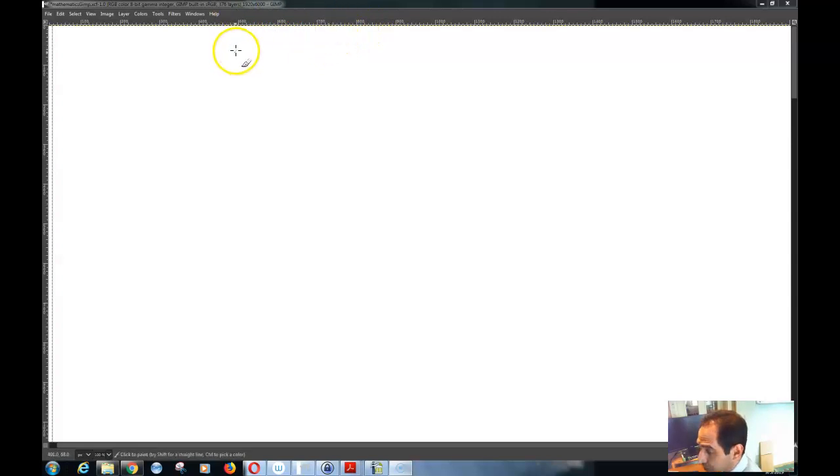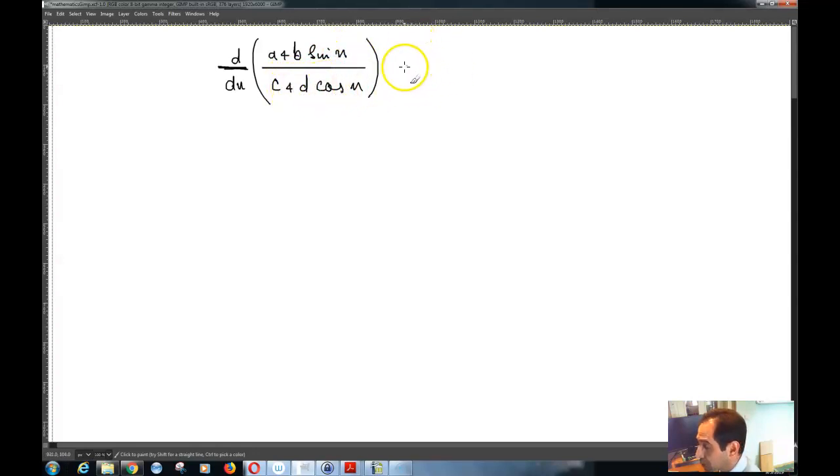Now the question is basically you want to differentiate this function, which is a plus b times sine x over c plus d times cos x. This is also something that might come in handy sometime. A plus b times sine x over c plus d times cos x.